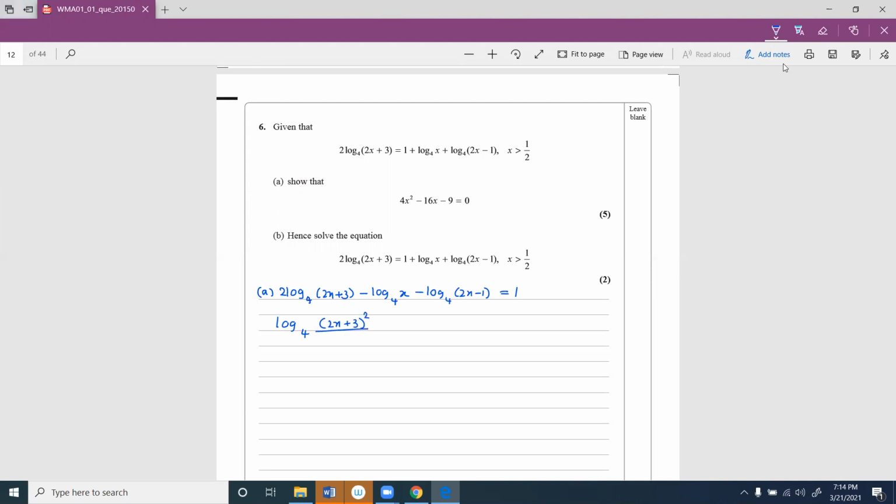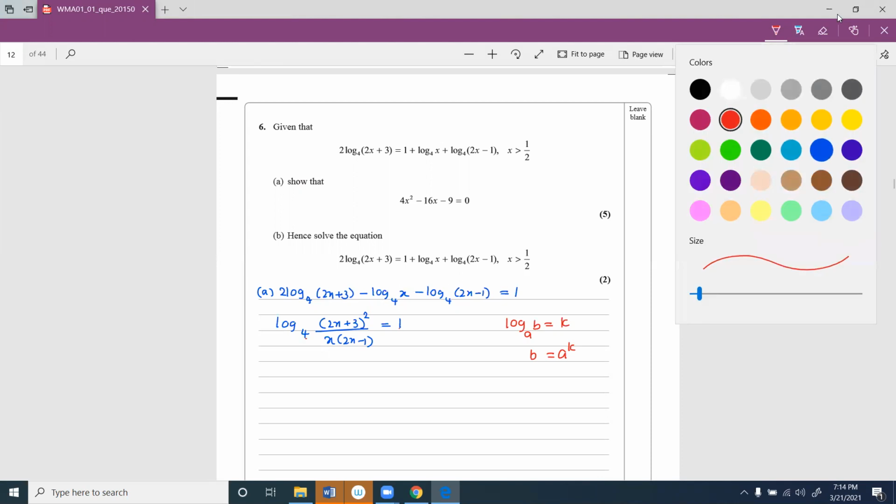These subtractions you can write as a division: x times (2x minus 1) is equal to 1. Then there is a logarithmic rule to simplify this. We know that if log_a b equals k, you can write b equals a to the power k. Therefore, you can write this term as 4 to the power 1. 4 to the power 1 is equal to this.